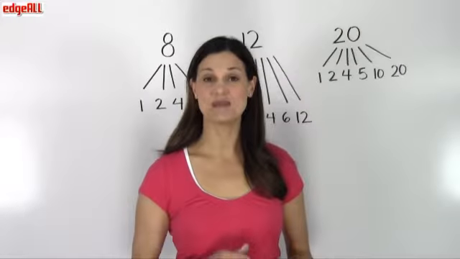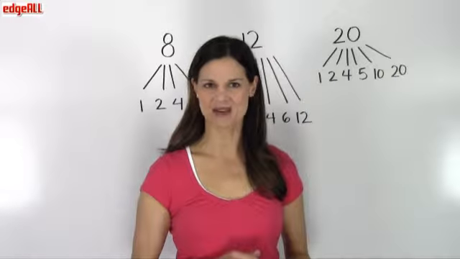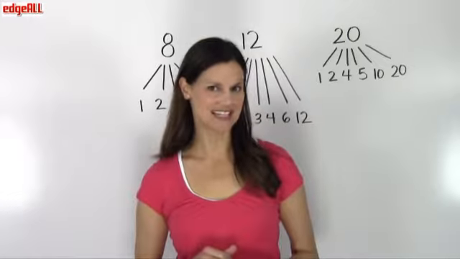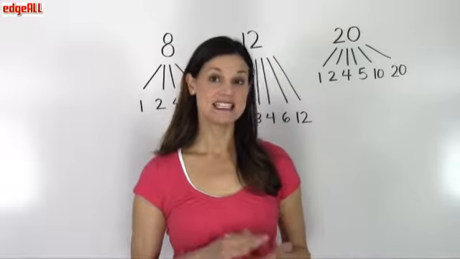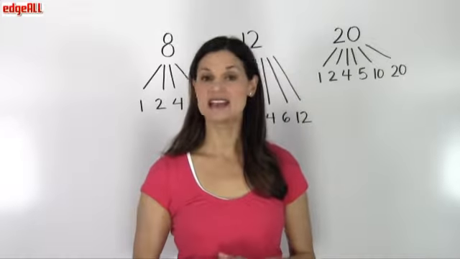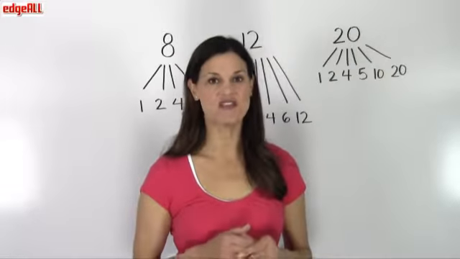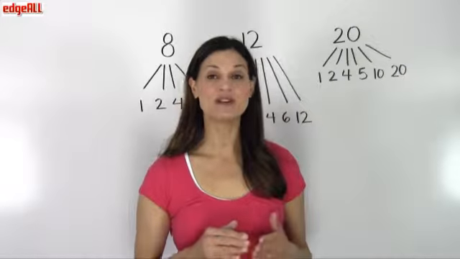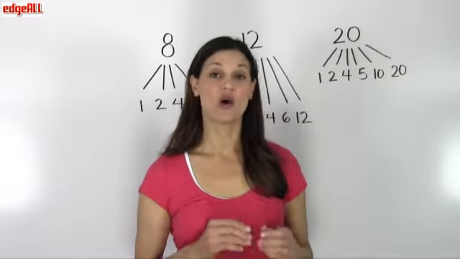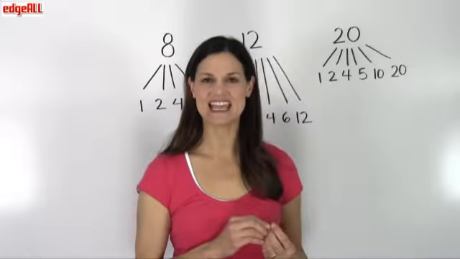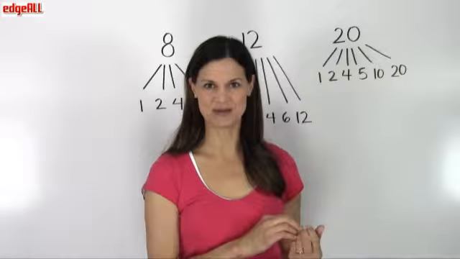Whole numbers can be separated into two categories: prime numbers and composite numbers. The difference between prime and composite numbers has to do with the number of factors. Remember that a number's factors are whole numbers that can divide evenly into that number.